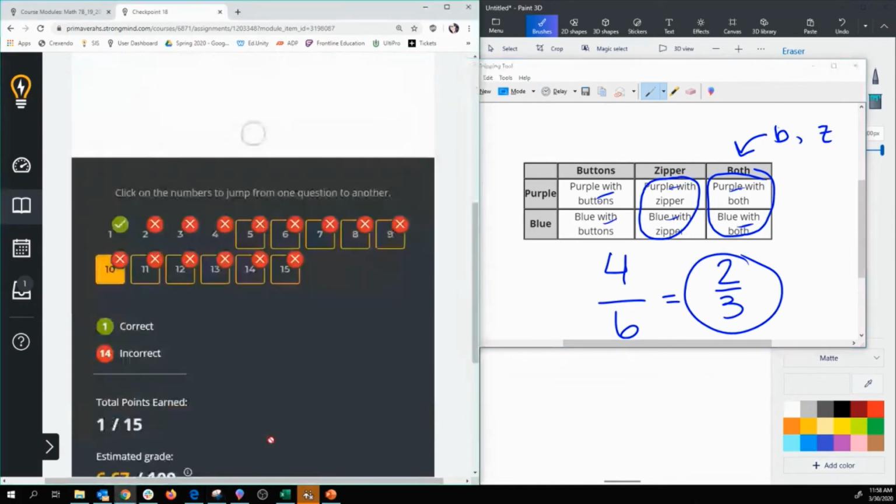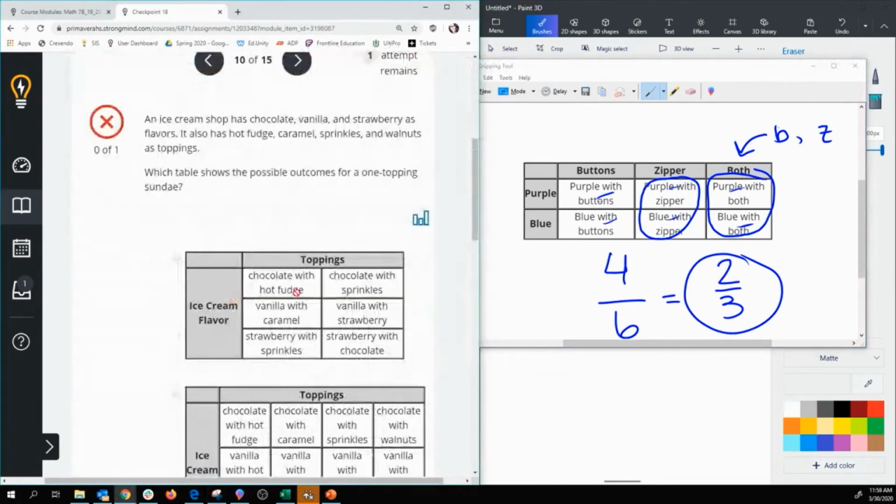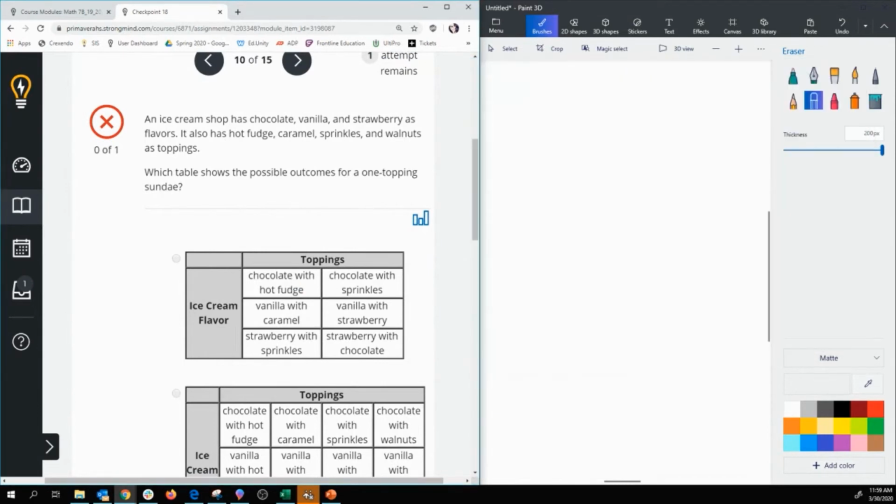All right. So next one is the multiple choice question that has all the tables talking about ice cream. Right, Wade's there. There is there.